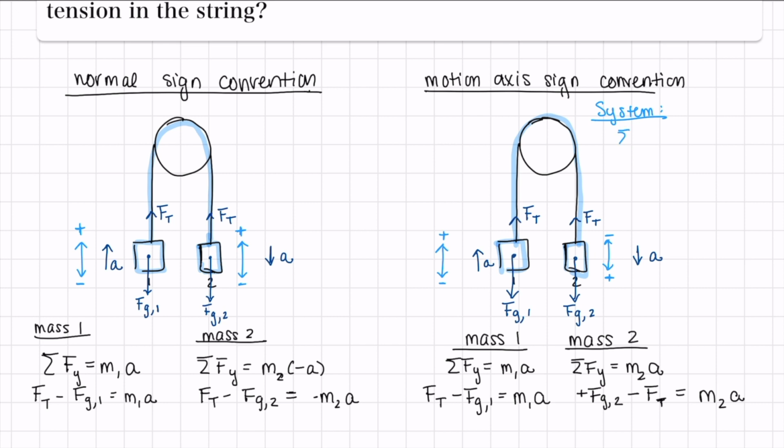And if we do that, we'll say the sum of the forces in the y equals the total mass of the system, so this will be m1 plus m2 times the acceleration. And then from our motion axis sign convention, we'll have Fg2 minus Fg1 equals m1 plus m2 times a.